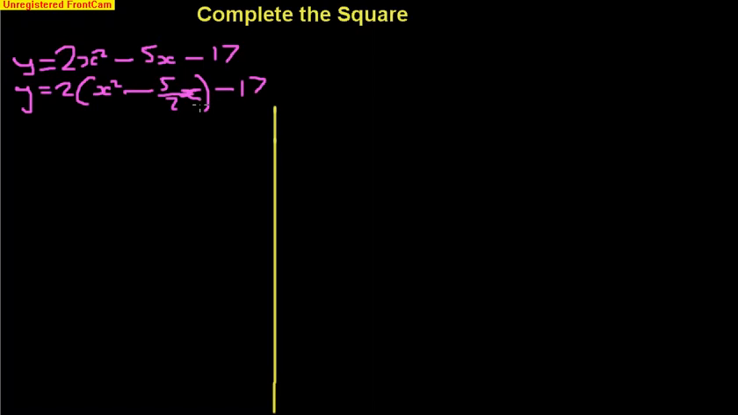I can now use the completing the square method on the x squared and the x term, and I'll do that separately, and then only once I've done that will I bring back in the 2 and the 17. So I'll do this little bit on the inside in a different color so you can see very clearly what it is that I do. I'm just going to use the completing square method on these 2 terms here. I'll just write those ones down, and what I've got is x squared minus 5 over 2x.